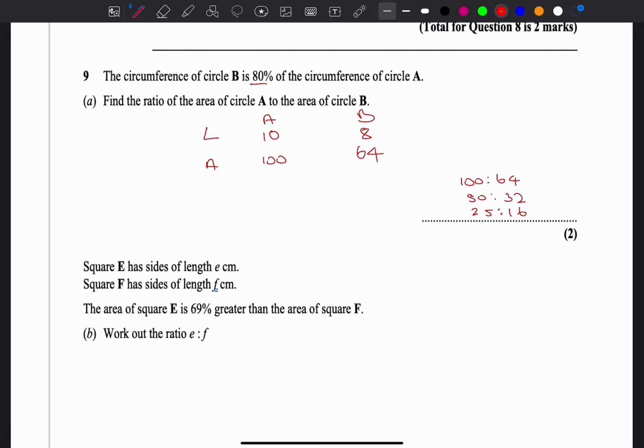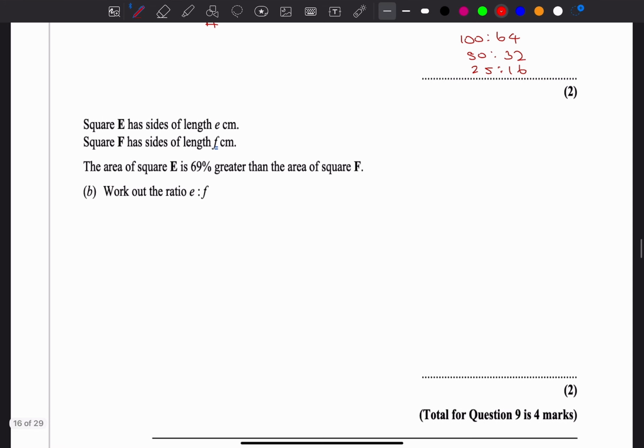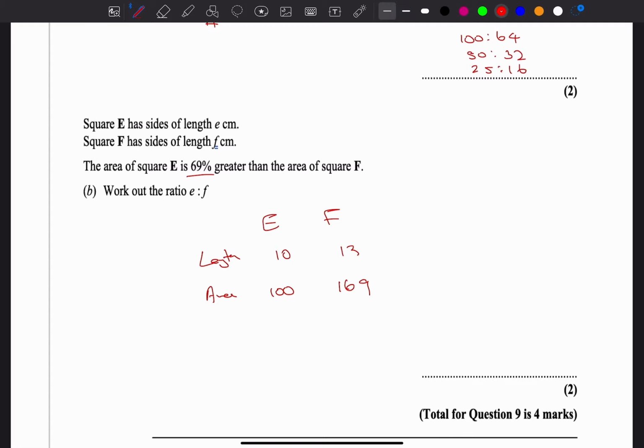Square E and square F. The area of E is 69% greater than F. Work out the ratio of the lengths of E and F. So this is length, area. The first one area, I'm going to say 100 because it's percentages. It'll be easy for me. 69% greater. So 100 plus 69, 169. If you square root it, it is 10. Square root it is 13. What is the ratio of the length of E to F? It is 10 is to 13.